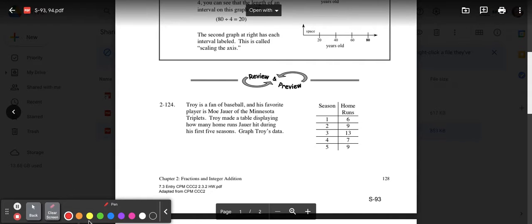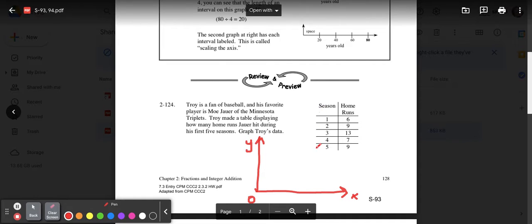Mine's going to be a little messy. You guys can do it in your notebook with a straight edge and/or with some graph paper. I noticed that the seasons and the home runs are all positive, so I'm only going to have to work in my first quadrant. So I'm going to draw my graph just like this. And I know that this is my origin, 0. I have my x-axis. I have my y-axis, like a yo-yo, up and down.